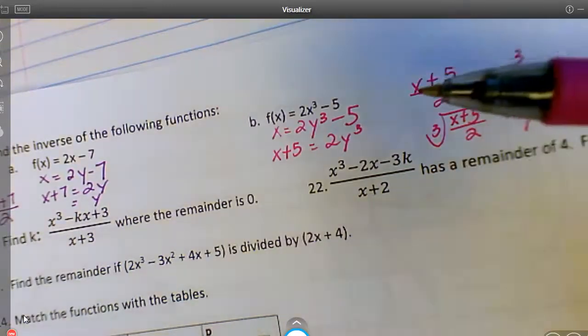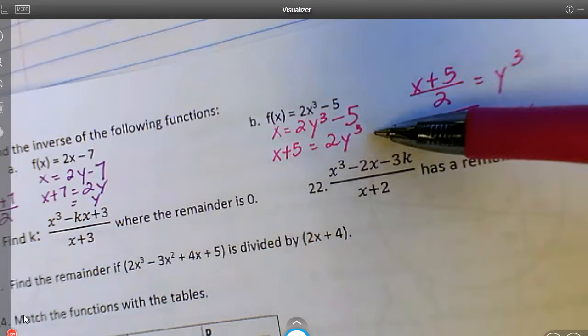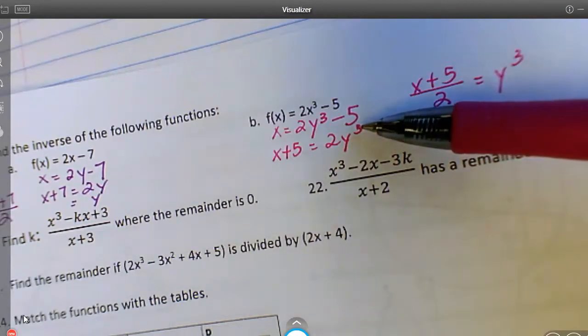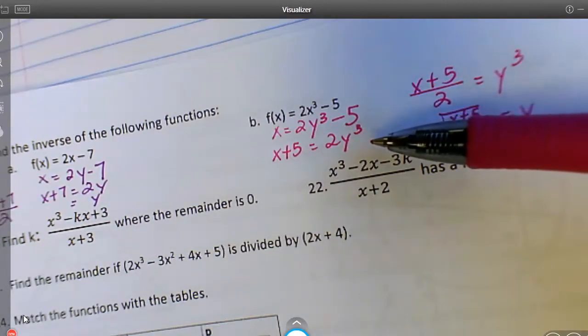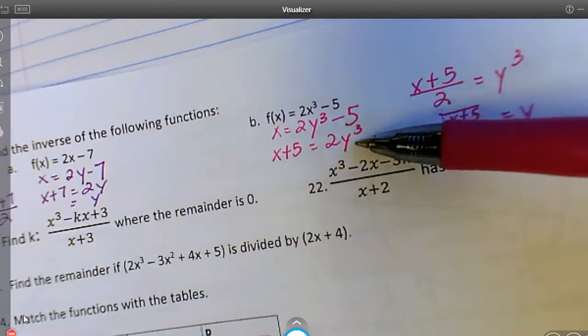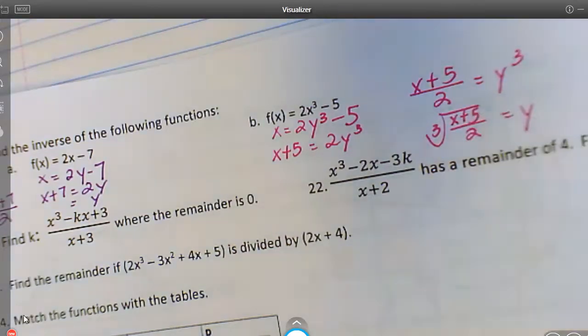It's possible that if you had a number here minus 5, you would do the cube root in a different order. So just be careful, it's not always over all of it like it was there. It just depends on the problem.